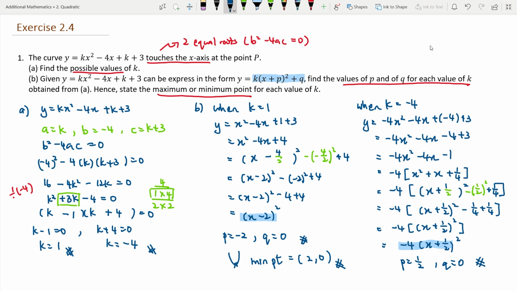K equals negative 4, meaning our a is less than 0, hence it is a crying curve, so we will get a maximum point. Our maximum point is negative 1 over 2, 0.